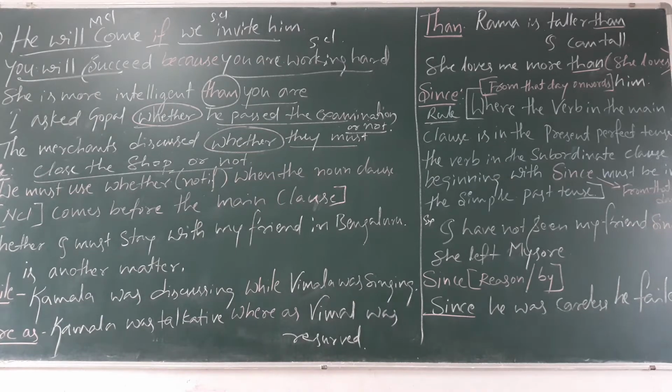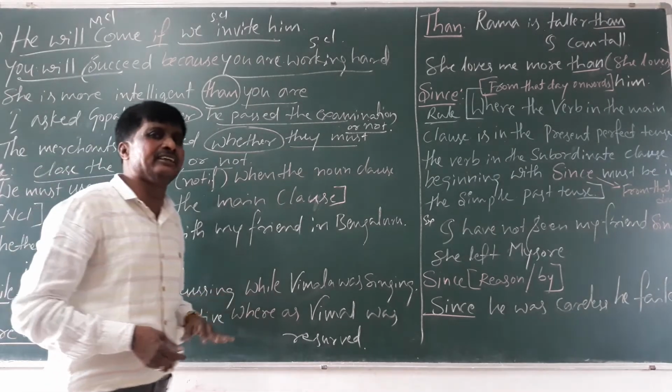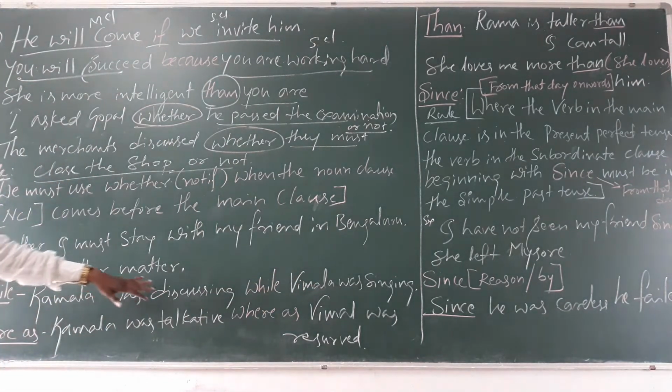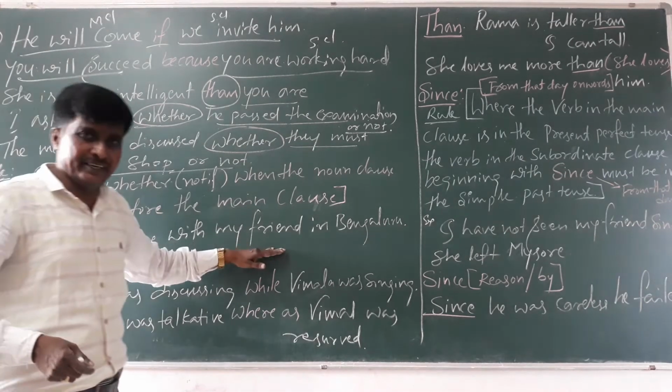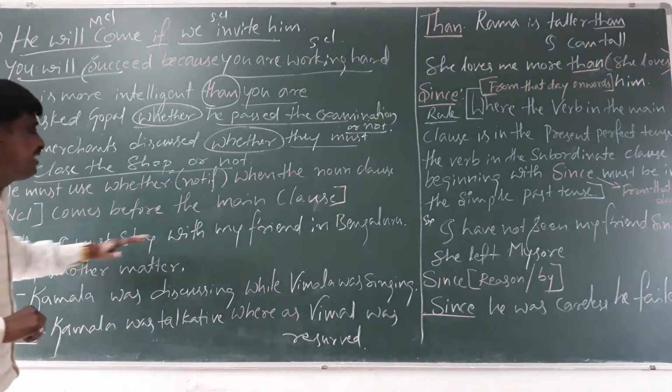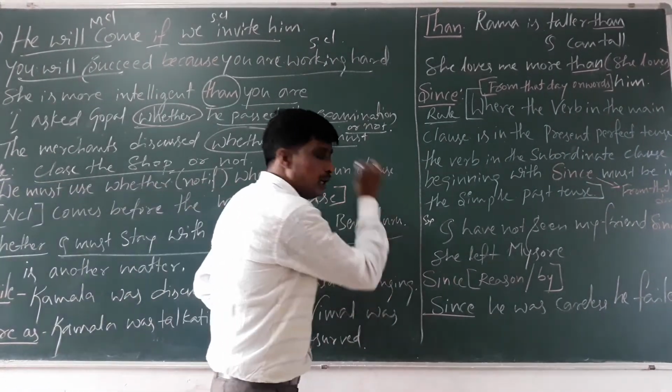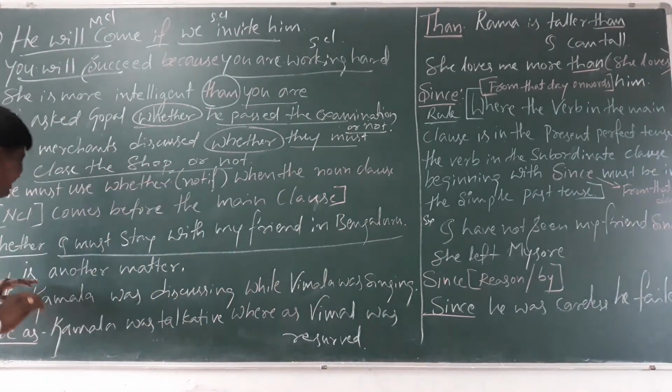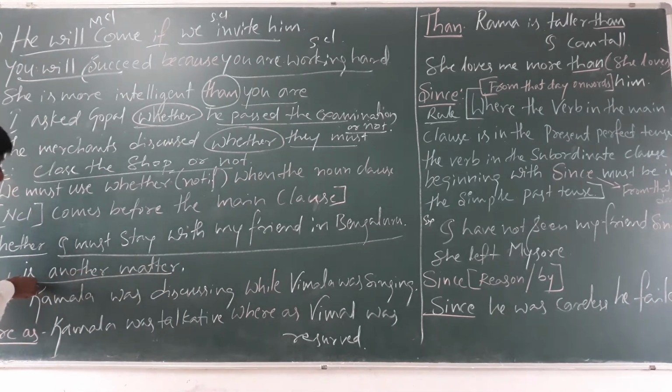For example, whether I must stay with my friend in Bangalore is another matter. See that? Whether comes first, because the noun clause comes before the main clause. I must stay with my friend in Bangalore is the main clause. Is another matter is the dependent clause. So we use whether when the noun clause comes before the main clause.